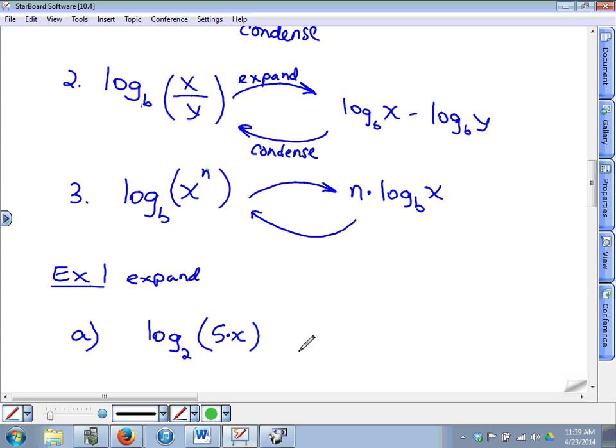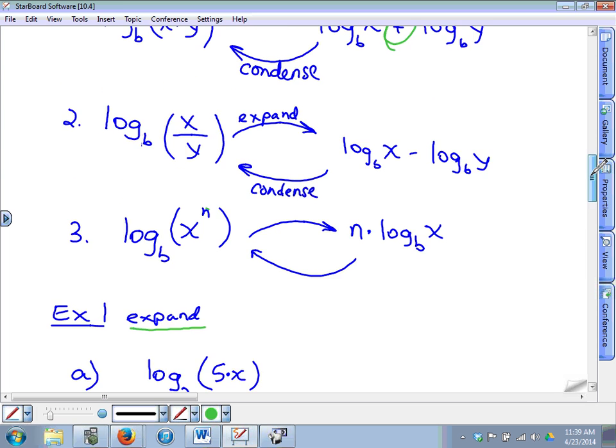Log base 2 of 5x. This one's actually so easy, it's embarrassing. The directions specifically say to expand. So what you have to consider is what it is you're taking the logarithm of. Here it's a product. 5 times x forms a product. Which law does this resemble?